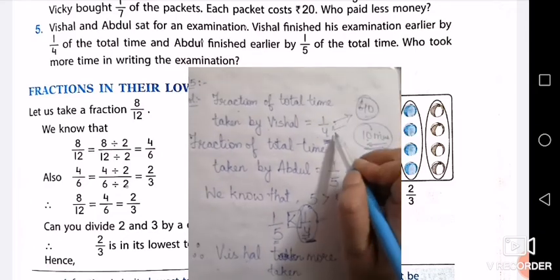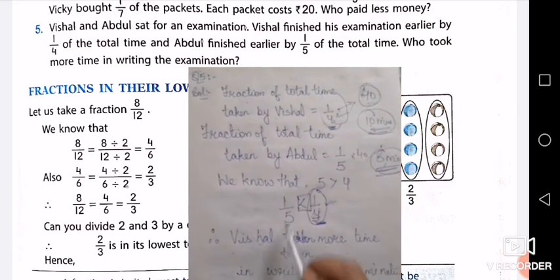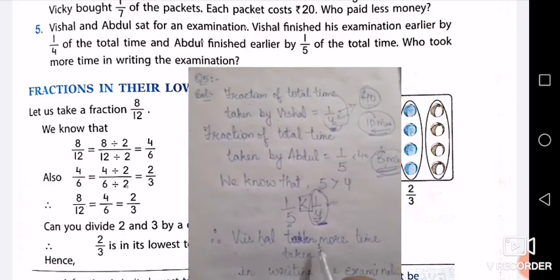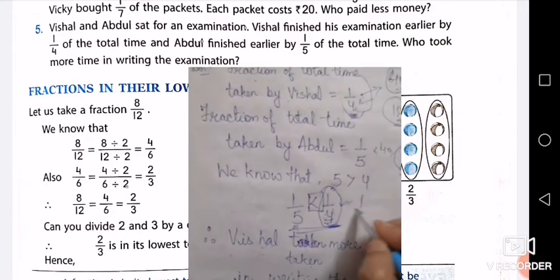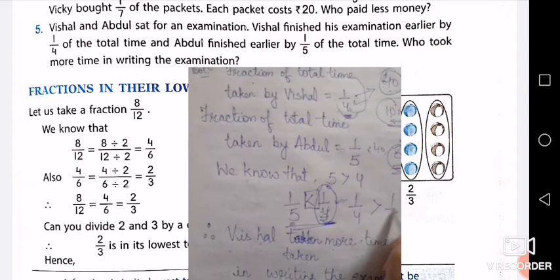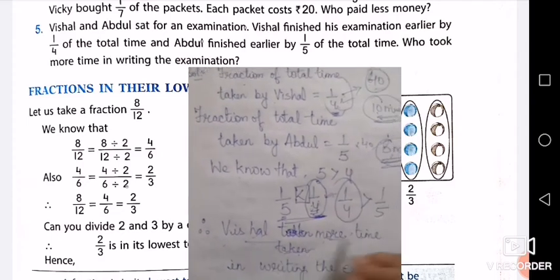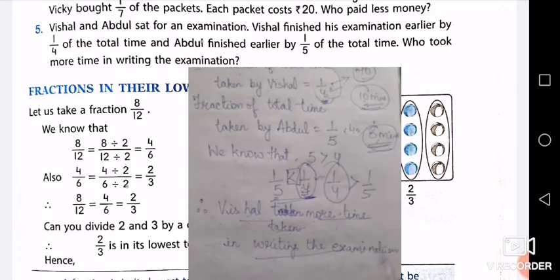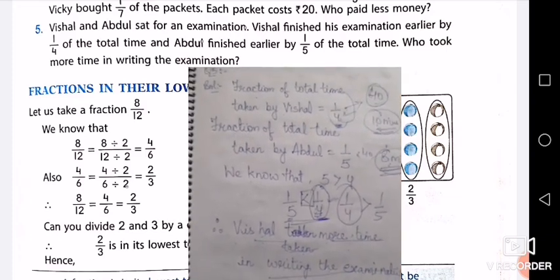So like this only, Vishal took more time. 1 by 4 is greater than 1 by 5. Therefore Vishal took more time. Here if you are getting confused, you can write this also. 1 by 4 is greater than 1 by 5. So greater will be first, then Vishal took more time in writing the examination. So I hope this question is clear to you all.